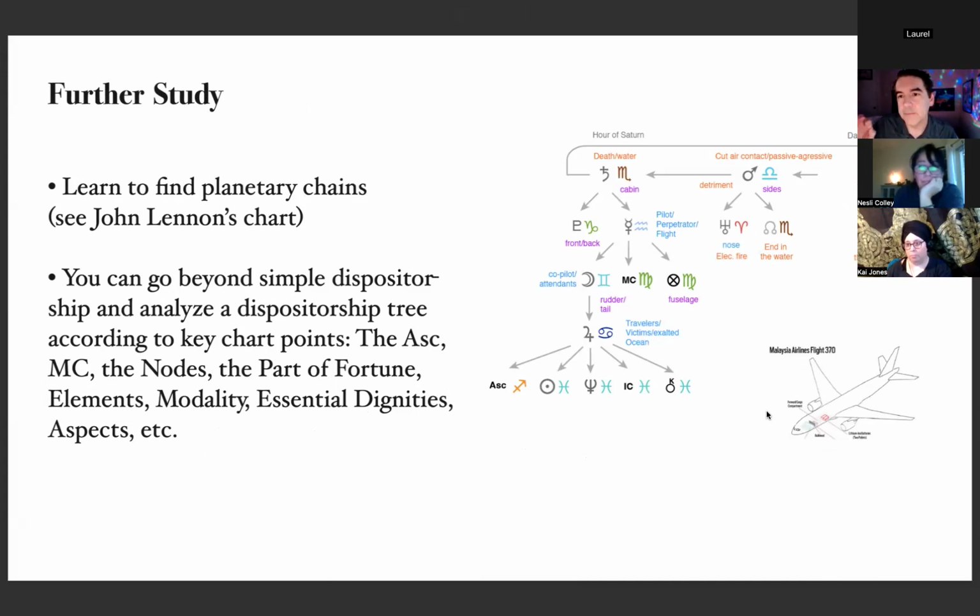I've done these for every American president, and there's only one president in all of the history of the presidents that has most of the planets in the chart ruled by the Moon. Does anybody want to venture a guess at who that might be?